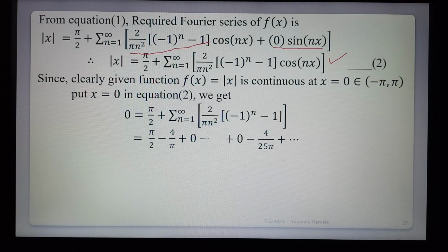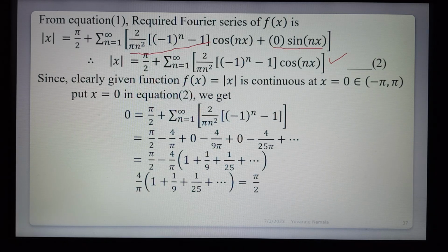Now expand the series: 5 by 2 minus, n is equal to 1, 4 by 5, plus n is equal to 2, 0, n is equal to 3, 4 by 9 5, plus n is equal to 4, 0, minus n is equal to 5, 4 by 25 5, plus up to so on. So 5 by 2 minus 4 by 5 common, 1 plus 1 by 9 plus 1 by 25 plus up to so on. Therefore 4 by 5 common, right outside 5 by 2. So therefore 1 plus 1 by 3 square plus 1 by 5 square plus up to so on is equal to pi square by 8. This is the required result, proved.